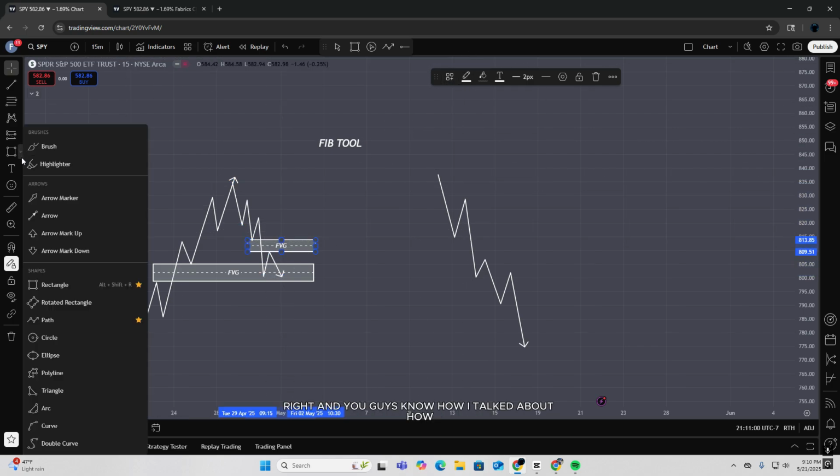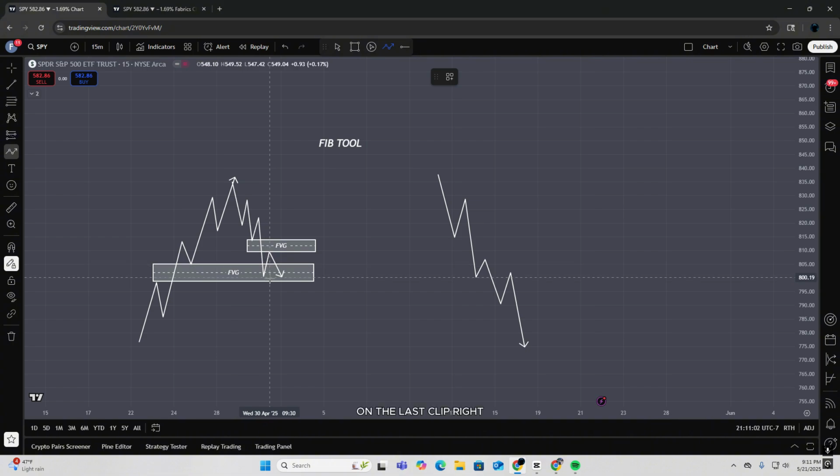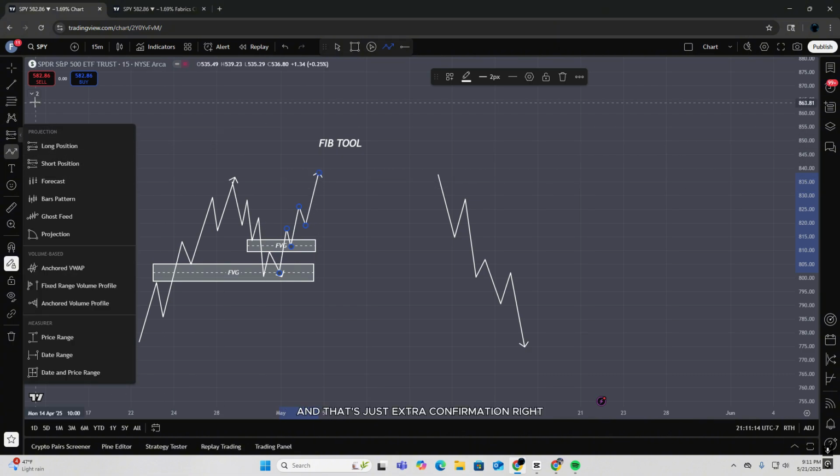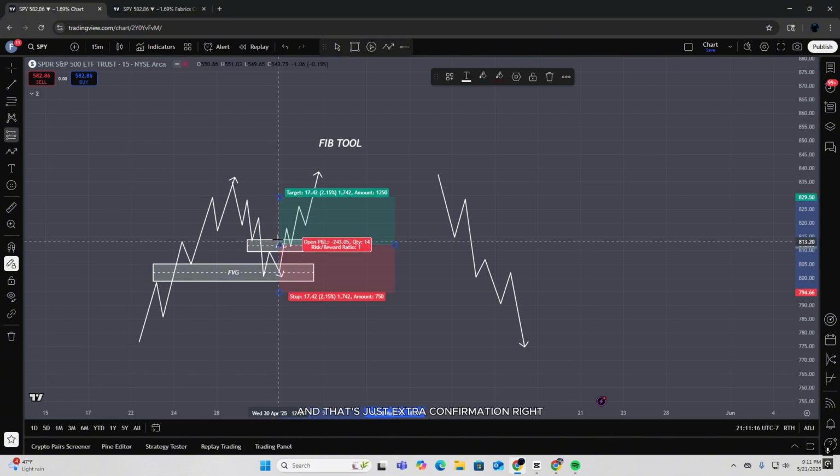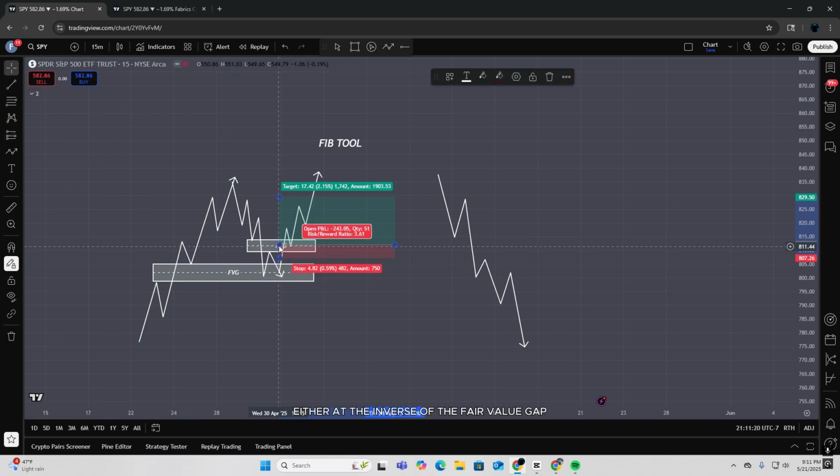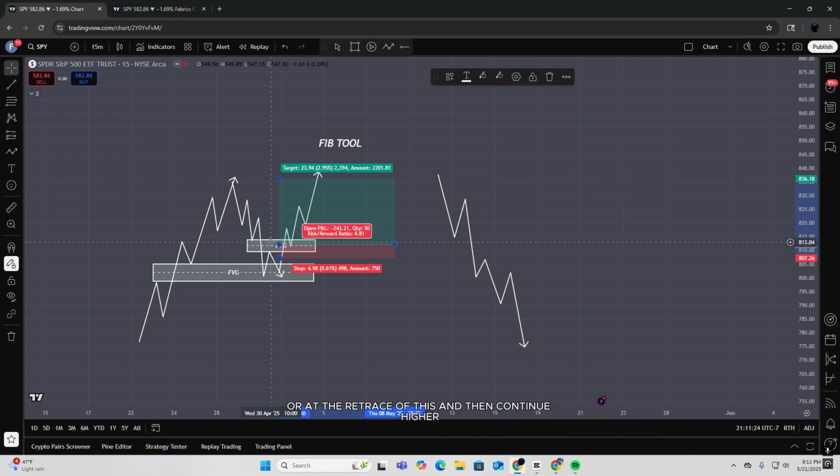And you know how I talked about on the last clip, if we inverse this, we could potentially see upside? So we want to see an inverse of this fair value gap and then probably a push down so then we could start to continue higher. And that's just extra confirmation. From here, we could take longs, either at the inverse of the fair value gap or at the retrace of this, and then continue higher.